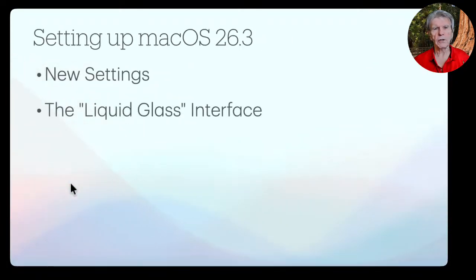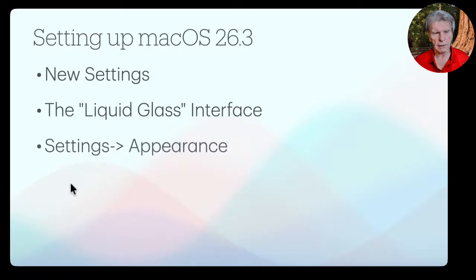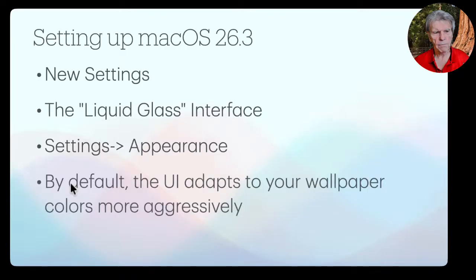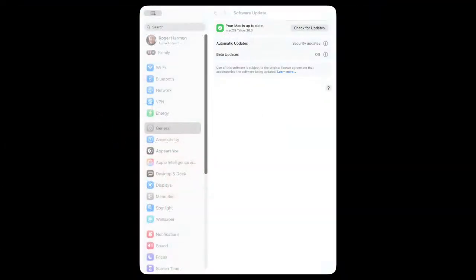So some new settings, good old liquid glass. You may have heard about liquid glass. It's been quite the controversy. Some people love it, some people not so much, but you can tame that liquid glass when you know how, and the way you do it is you go to Appearance. You also should be aware that your user interface adapts your wallpaper colors more aggressively than it used to. So if you're seeing strange things happening in your user interface because your wallpaper is kind of wild, you'll know the reason why. So let's go to Settings and go to Appearance.